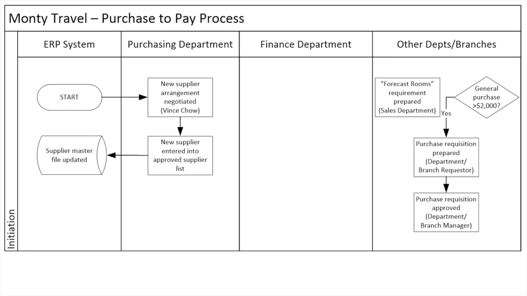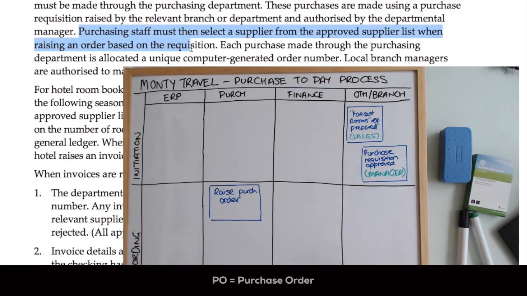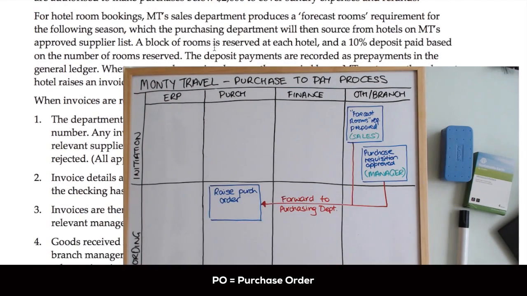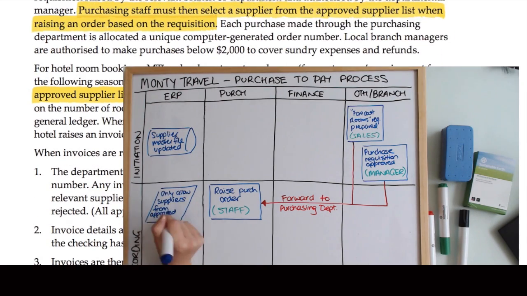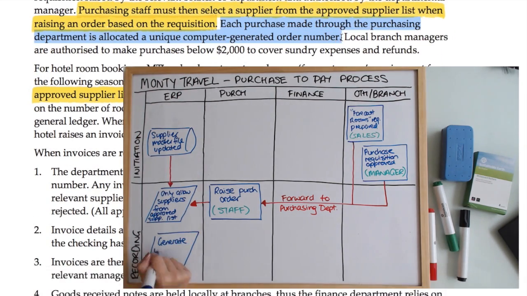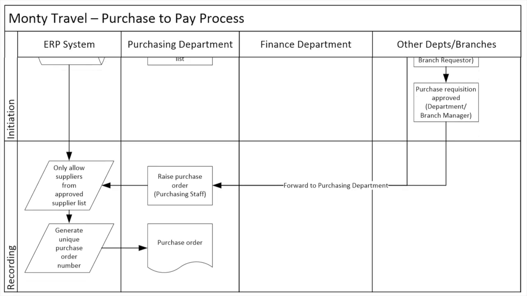Okay, so we've got initiation down. What about recording? Pause and write down what you think comes next before moving on. Once we've got the forecast or purchase requisition, the purchasing department takes over by raising a PO. That supplier master file information from before, it comes into play here. The ERP system also assigns each PO a unique number. Boom, the transaction is in the system. Alright, your turn. Pause while you figure out the processing steps and I'll see you after the break.